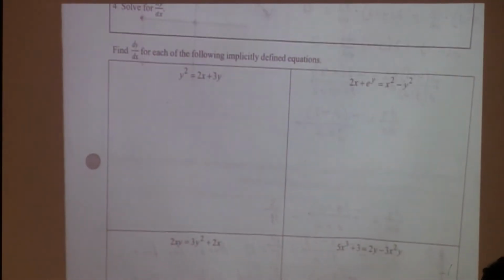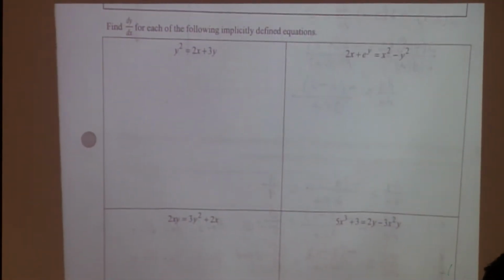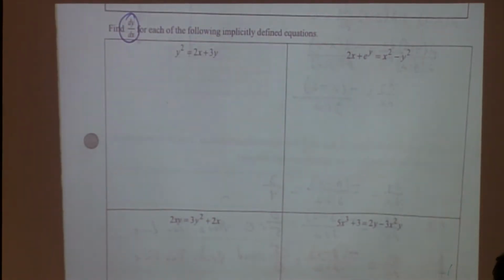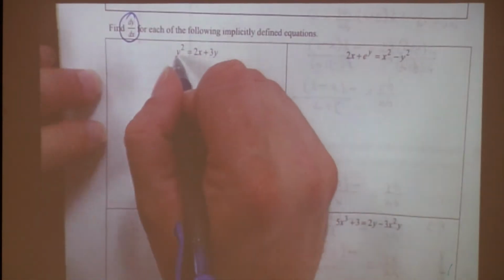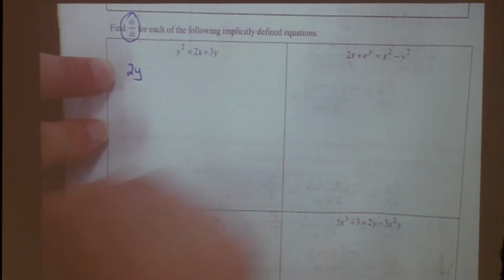Alright, so find dy dx for each of the following implicitly defined equations. So this is our ultimate goal: make it dy dx equals everything else. You ready? Step one, get the derivative of both sides. So get the derivative of this guy. 2y. Uh-oh, letters don't match. So times what?